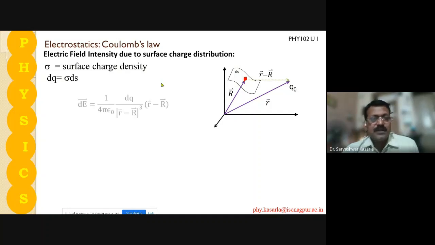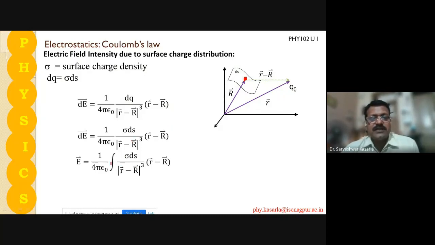So here the expression for the small intensity due to the small area will be dE is equal to 1 upon 4 pi epsilon 0, dq upon |r minus R| cube into vector (r minus R). Okay, now again what will you do? We just replace dq by sigma into ds. This is the final expression, and when you integrate this term you will get the expression for the intensity at the point due to this complete surface area.